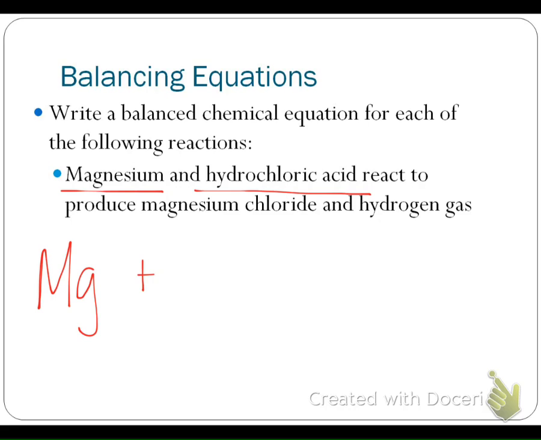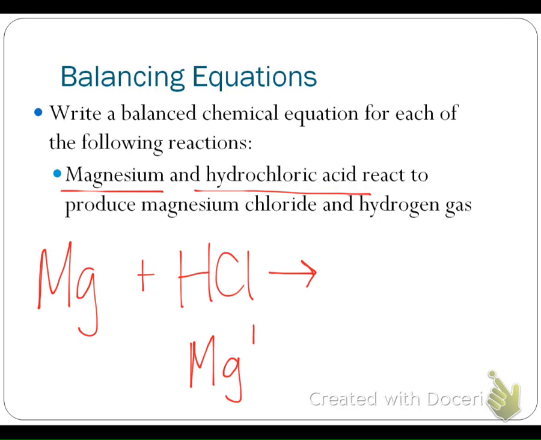Okay, it's going to react with, that means it's a plus sign, hydrochloric acid. What's our chemical formula for hydrochloric acid? HCl, yeah, we had that one yesterday. HCl, okay? Those are going to produce, which means we get the arrow. Okay, it's going to produce magnesium chloride and hydrogen gas. So what would be our chemical formula for magnesium chloride? MgCl. Okay, MgCl. Let's look at what our charge is here.